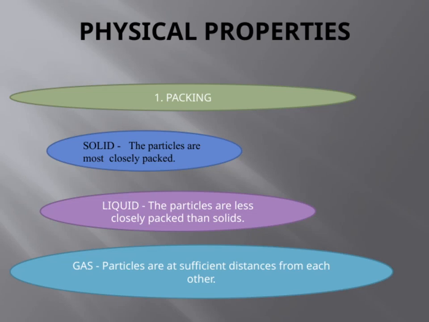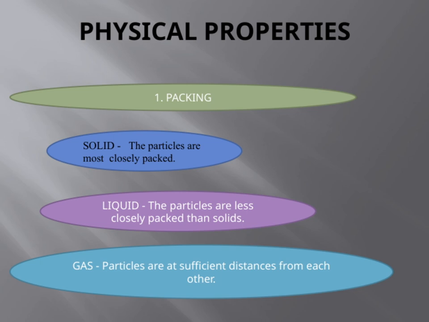All right, let's talk about packing in different states of matter. When we look at solids, the particles are packed very closely together. They are tightly arranged, which gives solids their definite shape and volume. Moving to liquids, the particles are still close, but not as tightly packed as in solids. This allows liquids to flow and take the shape of their container while maintaining a fixed volume.